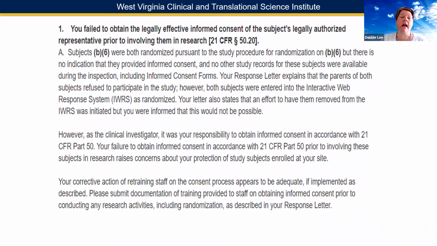Here's an actual copy of an actual warning letter from the FDA. You can see here that they failed to obtain the legally authorized representative signature and date on the ICF. And you can see here in Part A, they randomized the patient before any informed consent was signed. So once again, talking about going back to making sure that informed consent is signed first, because here's an actual FDA warning letter about that.